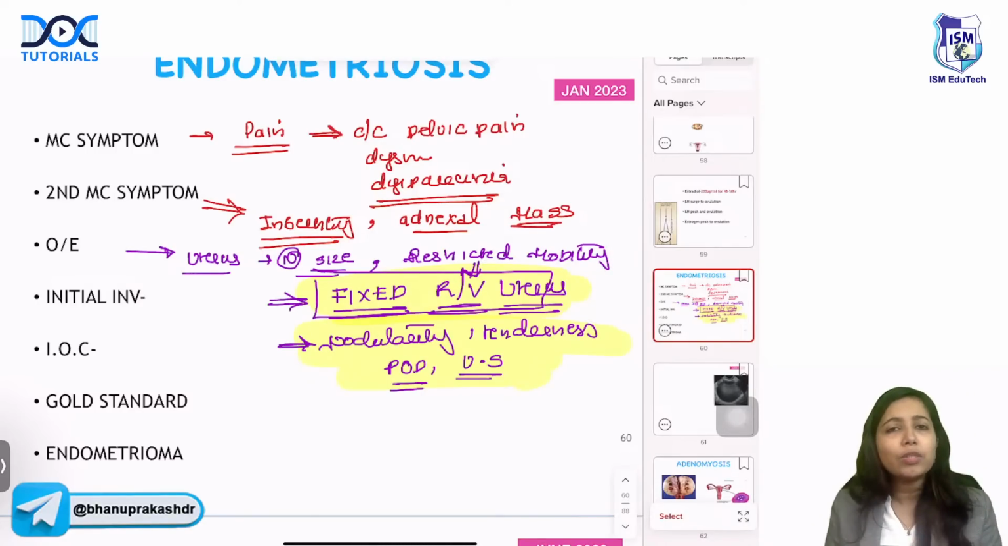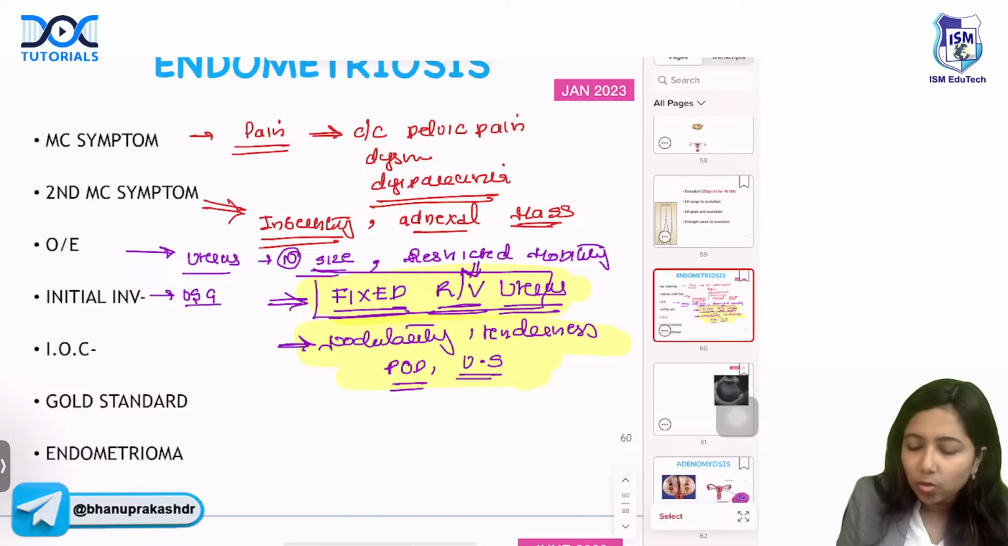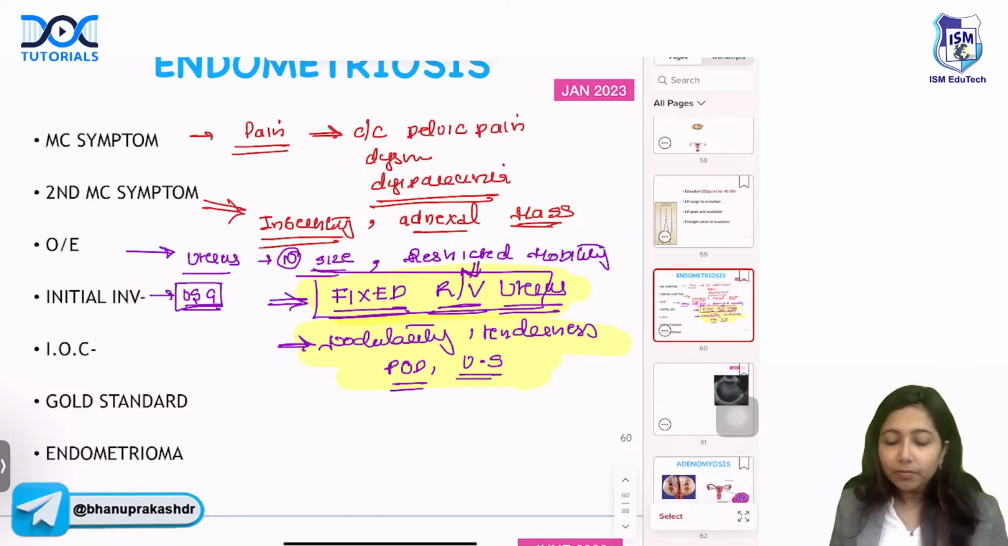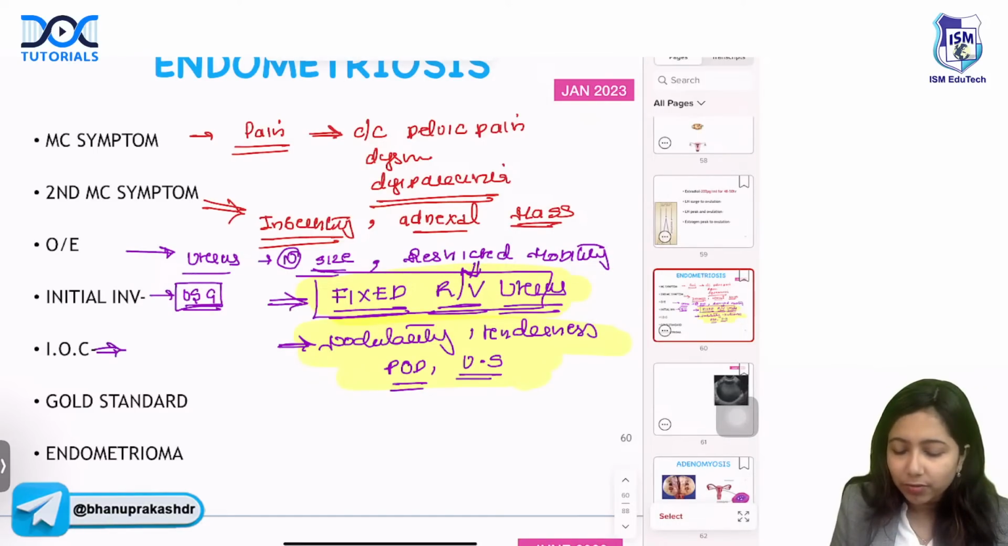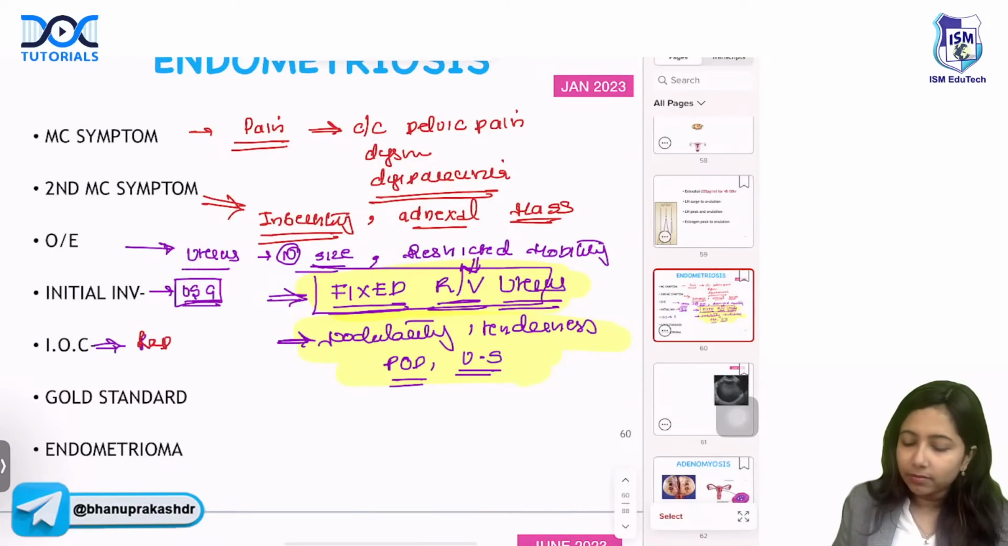What is the initial investigation that you are going to do? The first thing is ultrasound, so as to rule out other conditions. But the investigation of choice as such is laparoscopy. It is laparoscopy.